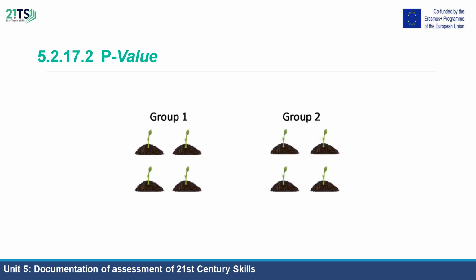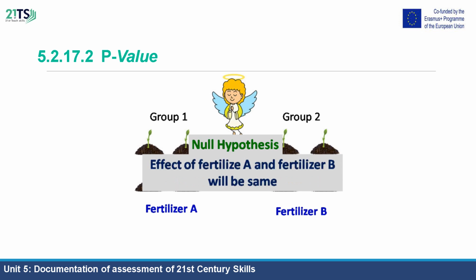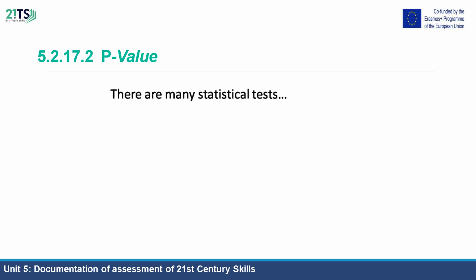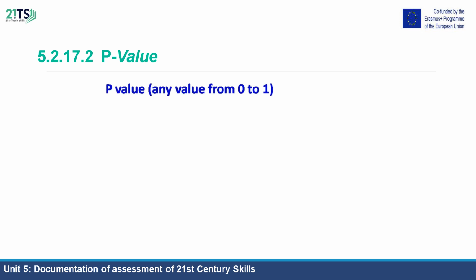Let's take an example where plants are treated with fertilizer A and fertilizer B. The null hypothesis here will be that there's no difference in the effect of fertilizer A and fertilizer B. Now there are many statistical tests, for example t-test, f-test, ANOVA, etc. And the final result of each test is judged on the basis of the p-value obtained. The p-value can take any value from 0 to 1.